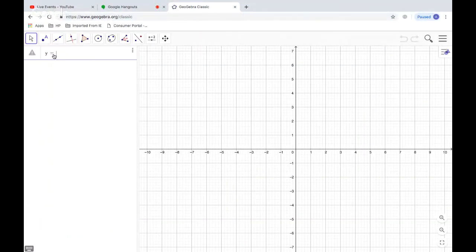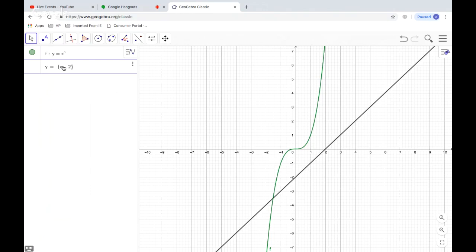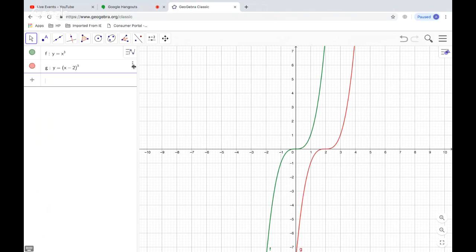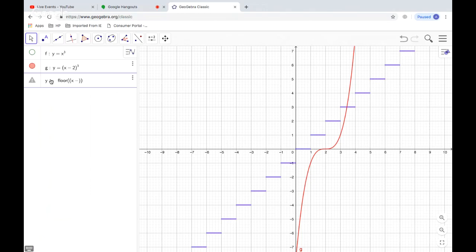So y is equal to x cube. This is the graph, undoubtedly. Now next is y is equal to (x minus 2) whole cube. So this gets shifted 2 units to the right, correct? Then we have to take the floor of this, correct? So floor of (x minus 2) whole cube. You see that?